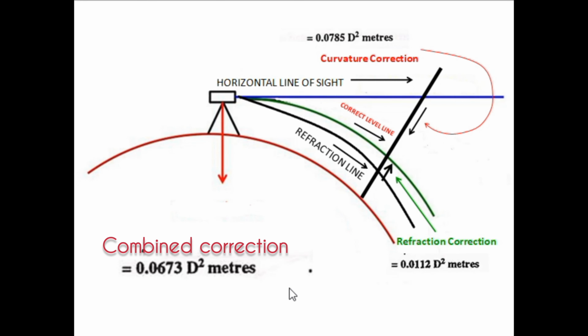So ultimately the combined correction is going to be negative, that is negative by 0.0673 d square meters. So it is pretty clear now what the curvature correction is, what the refraction correction is, and what the combined correction is. Whenever we take any reading, we will have to apply this. Now this can also be eliminated automatically, that we will see in another video. I hope you have understood this concept. Thank you very much.